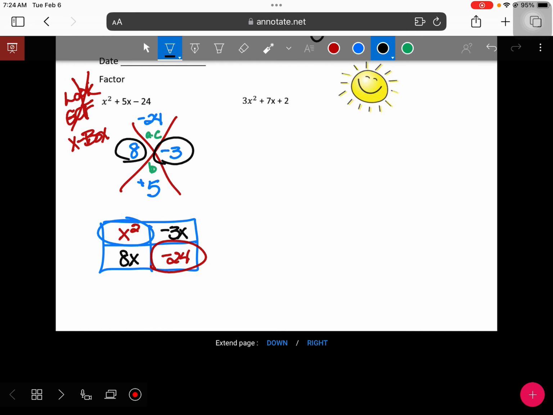So here, what do I need to do? This is maybe the hardest part. Maybe not. Need to find another greatest common factor of each row and each column. So X squared and negative 3X is going to be X. 8X and negative 24 is going to be 8, a positive 8 because this is positive. And going up the column, X squared and 8X is X. And negative 3X and negative 24 is going to be negative 3. Negative because this one is negative.